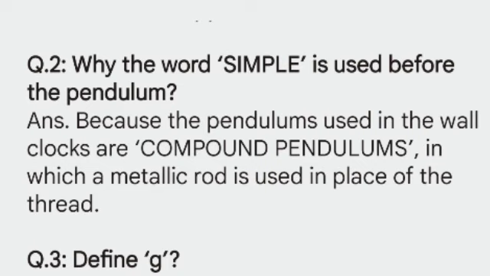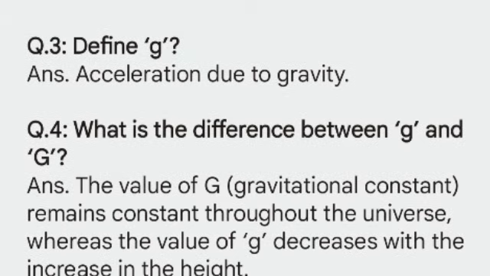The next question: why is the word simple used before pendulum? Answer: because the pendulum is also used in the wall clock, or there is the compound pendulum, in which a metallic rod is used in place of the thread. Next question: define g. g means acceleration due to gravity.